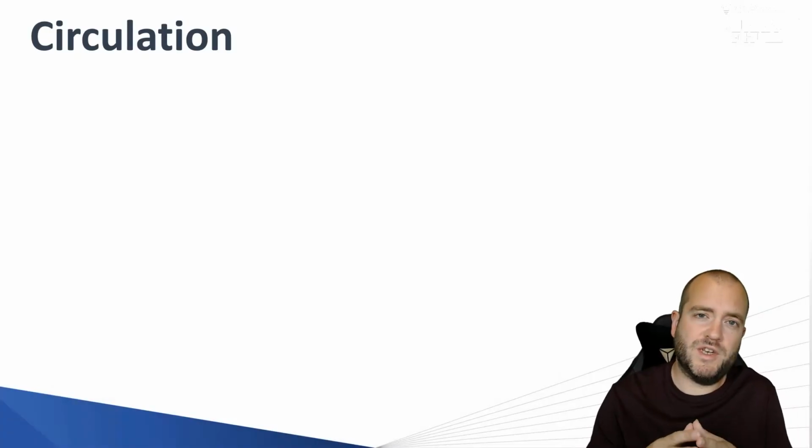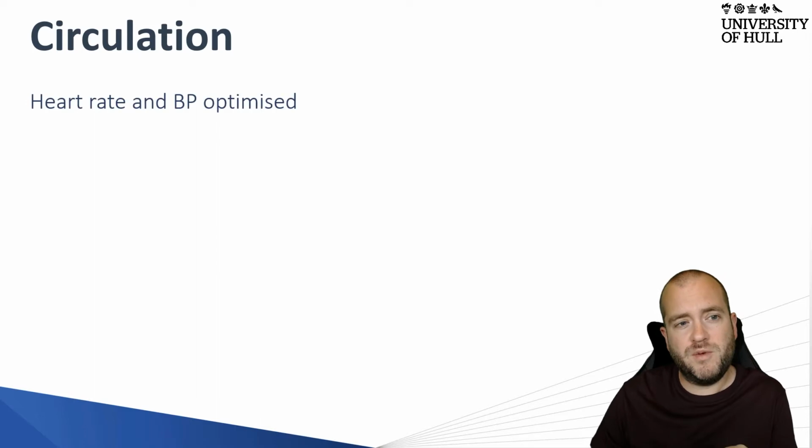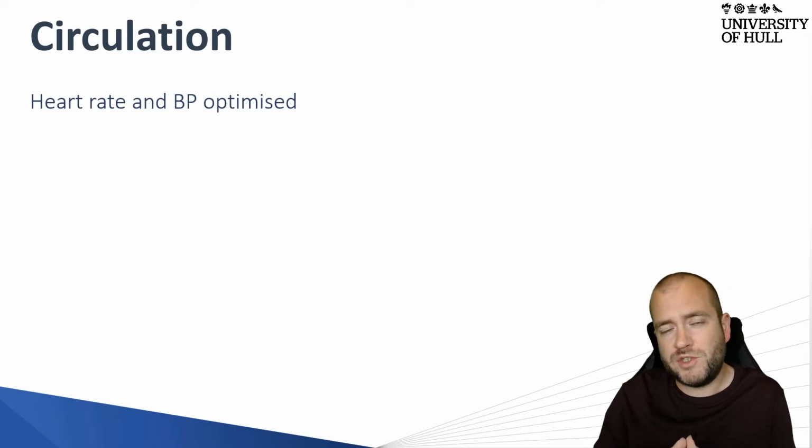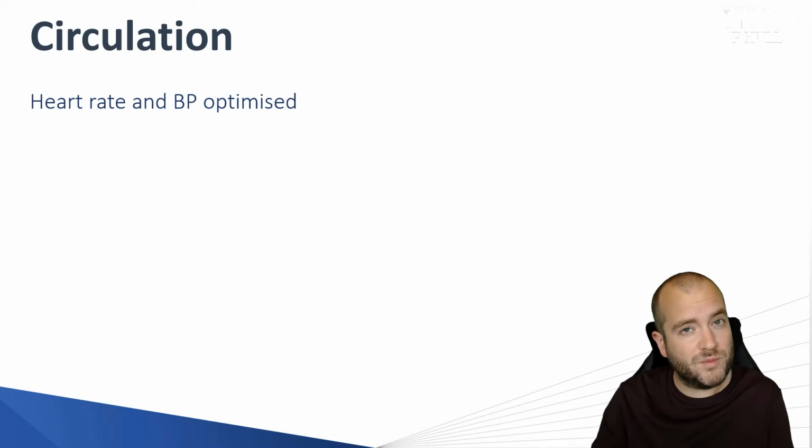Next in the ABCDE assessment, after we've done airway and breathing, comes circulation. And here we want to make sure that the heart rate and the blood pressure are optimised for transport. Again, what we don't want to be doing is having to give rapid fluid boluses or setting up new infusions, or finding that we haven't brought an infusion for somebody who needs blood pressure support during transportation.